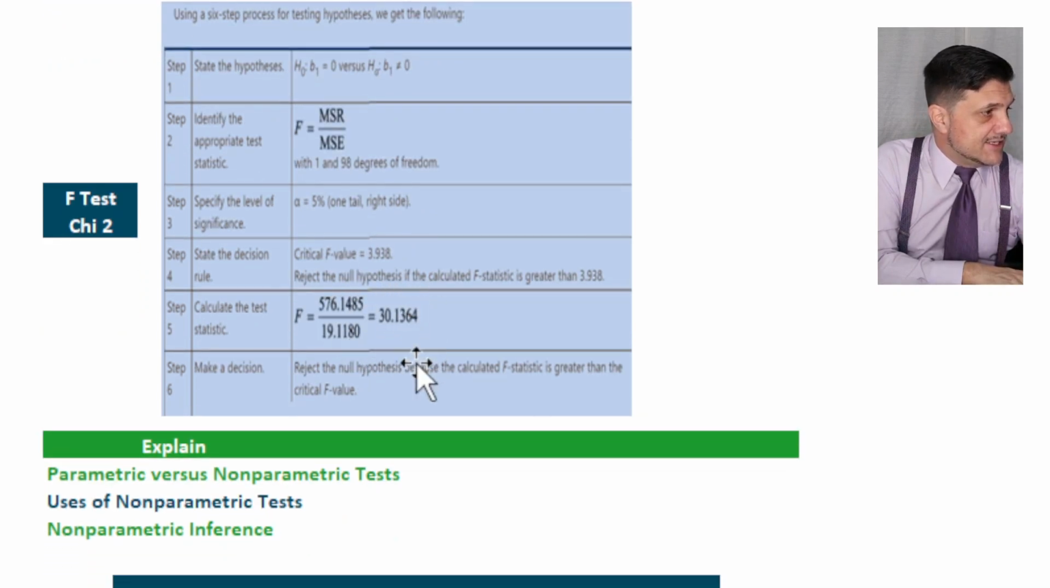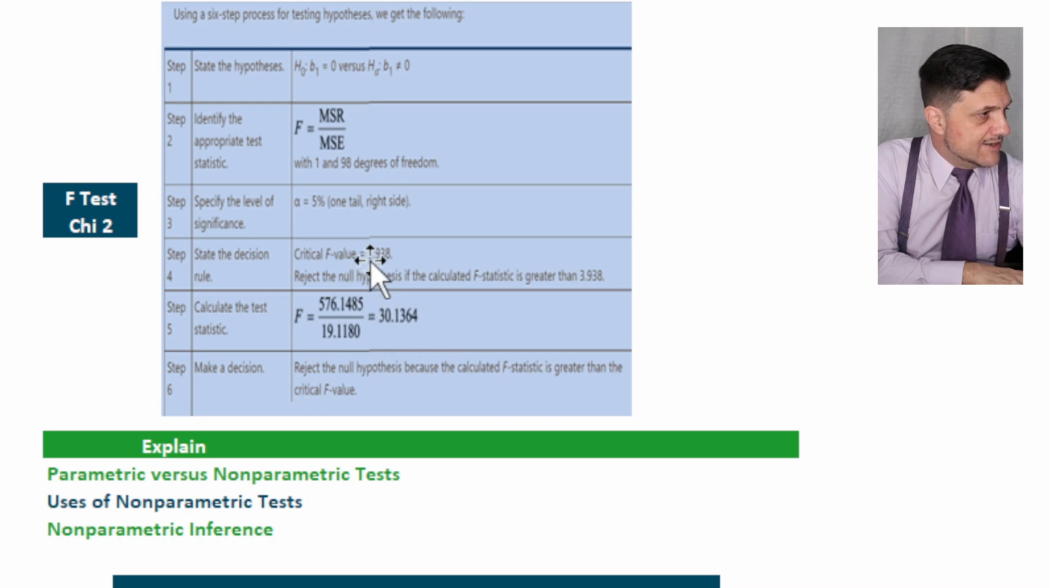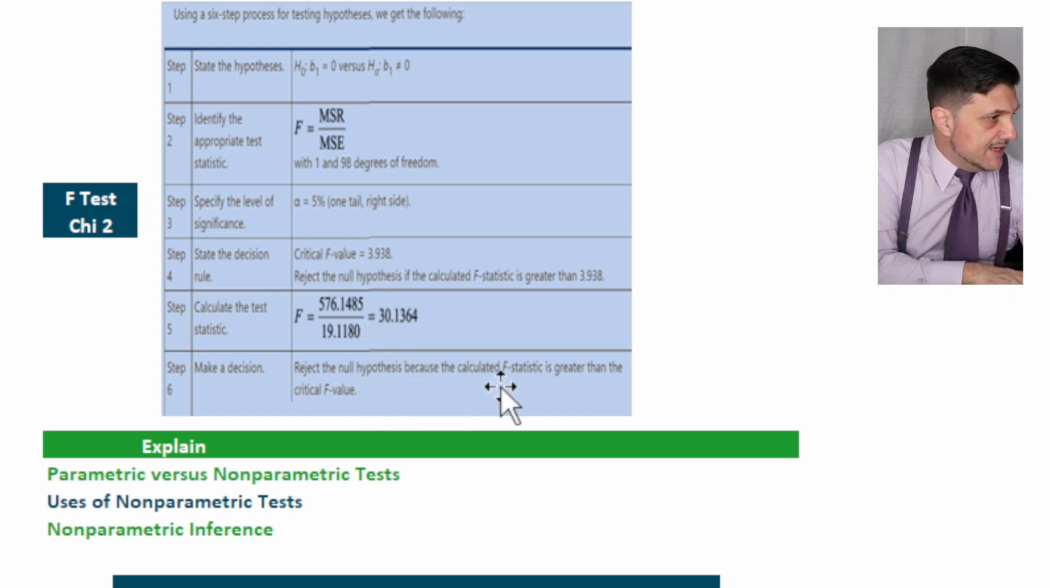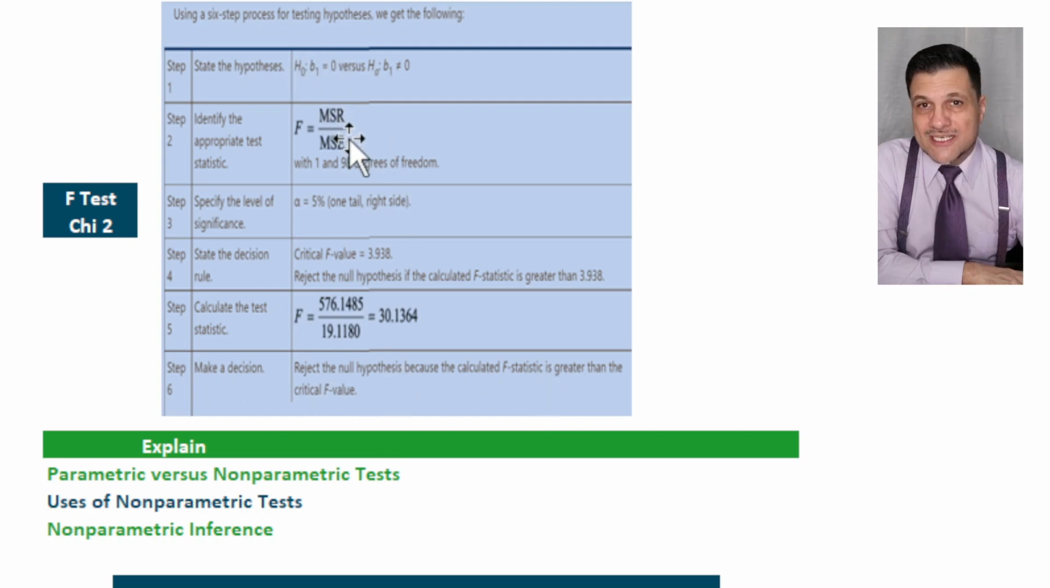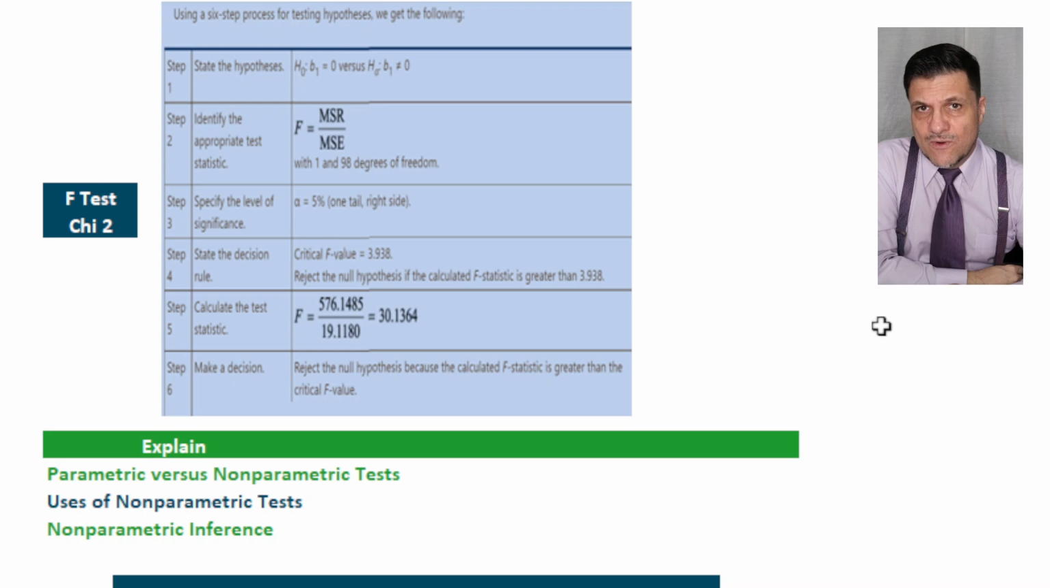Look, I did a test here using that formula, and I got 30 point something. 30 point something, it's way higher than 3.9. Look at that. 3.9 is my critical value, predetermined. My calculation is 30. I reject the null hypothesis that there's no explanation, that the explanation equals 0. No, actually the explanation here is different from 0, meaning that some of the variances of those variables indicate that one variable explains the other.